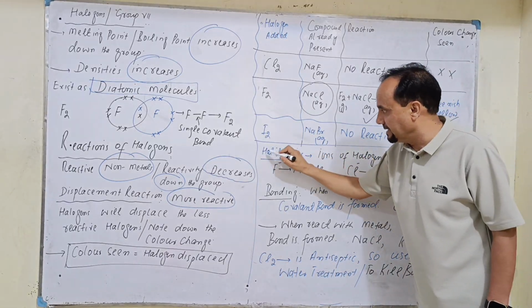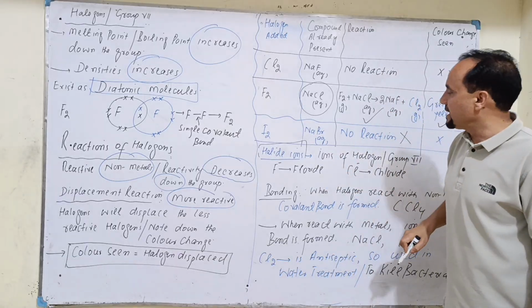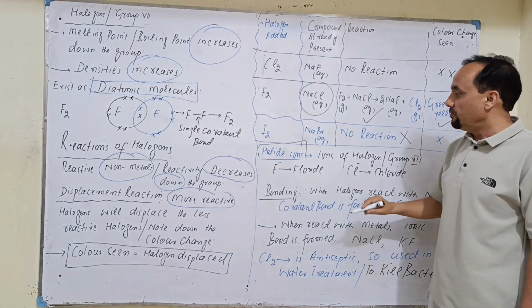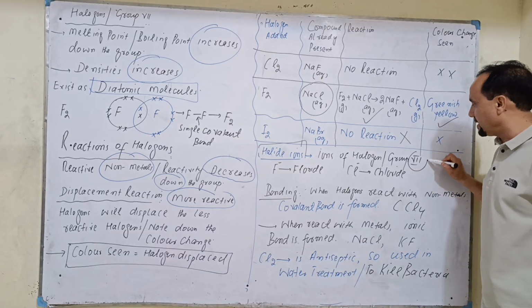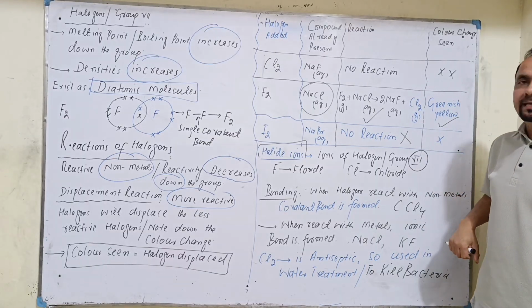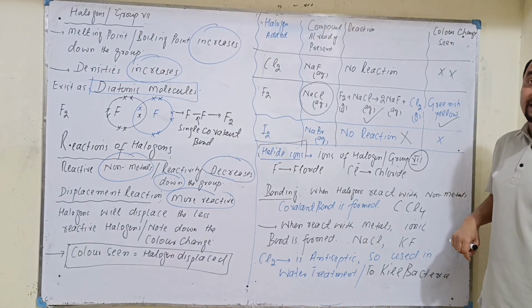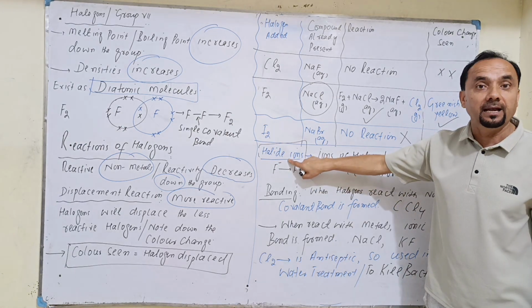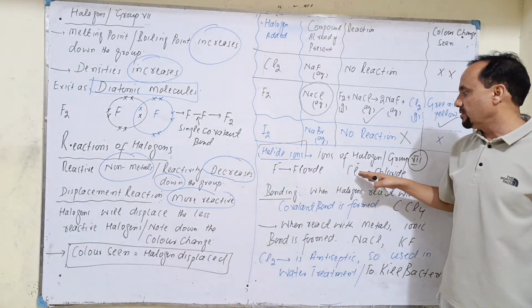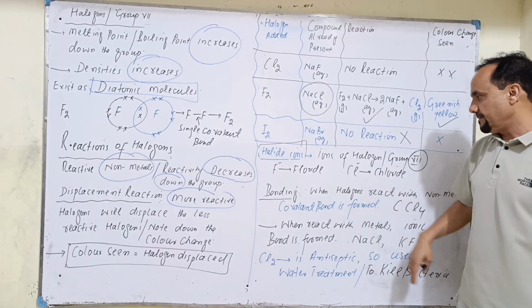Now halide ions. When any halogen gains one electron, if they have 7 electrons in their outermost shell, so they need one electron, and after gaining one electron, the ions will be called halide ions. Fluoride, chloride, bromide, iodide.